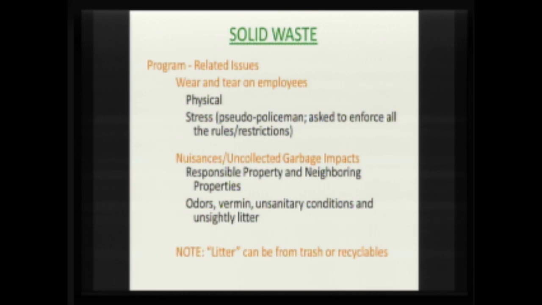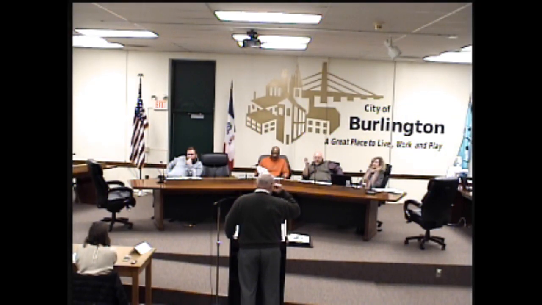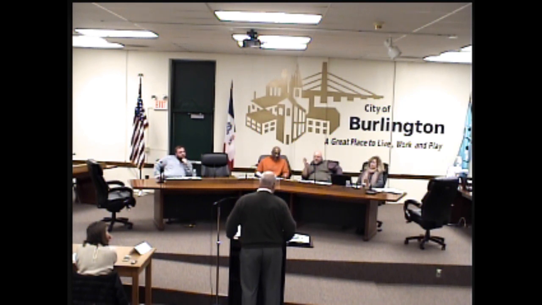Animal nuisances, uncollected garbage impacts. On kitty litter, do we require that to be in a bag? It should be. It should be, because of the dust. It's mainly the weight that's the issue. The weight is the issue, yeah, but dust can be an issue too.